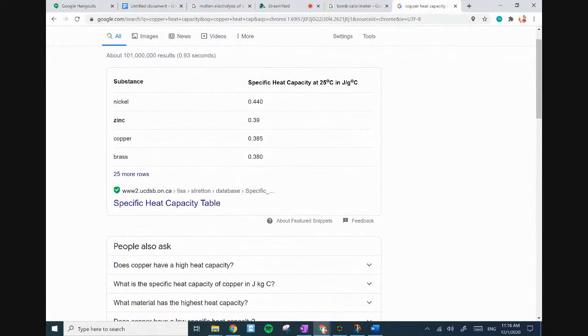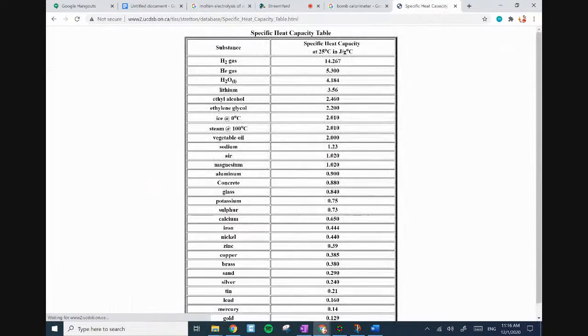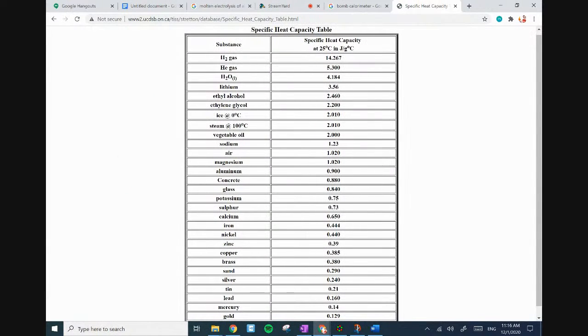Joules per gram per Celsius. So for copper, it's 0.385. Isn't that interesting? Why is it so low? I want to see water. There you go, 4.18. That's really interesting. Copper's is very low, which is interesting, isn't it?